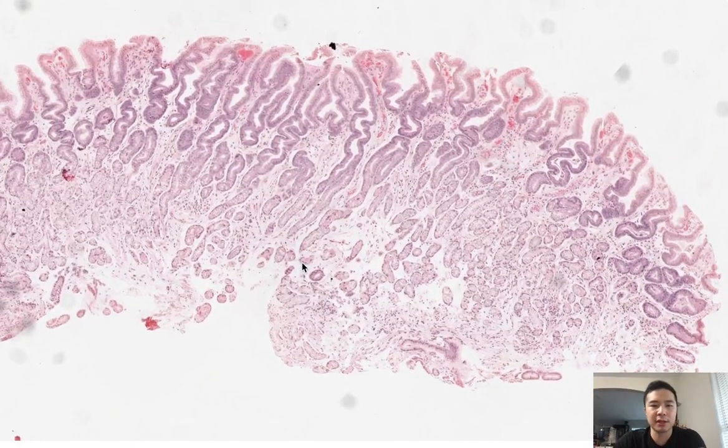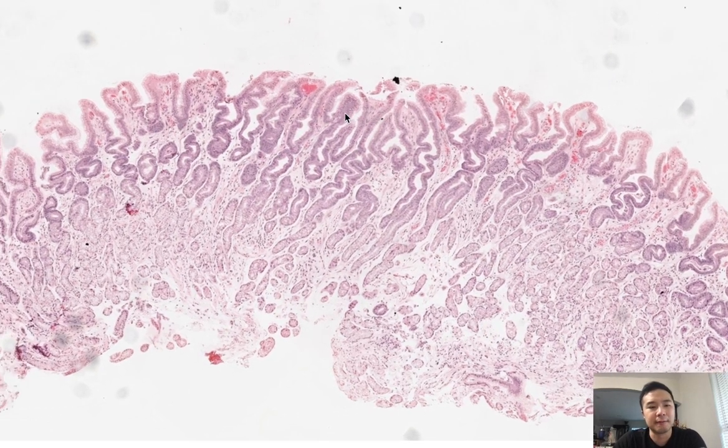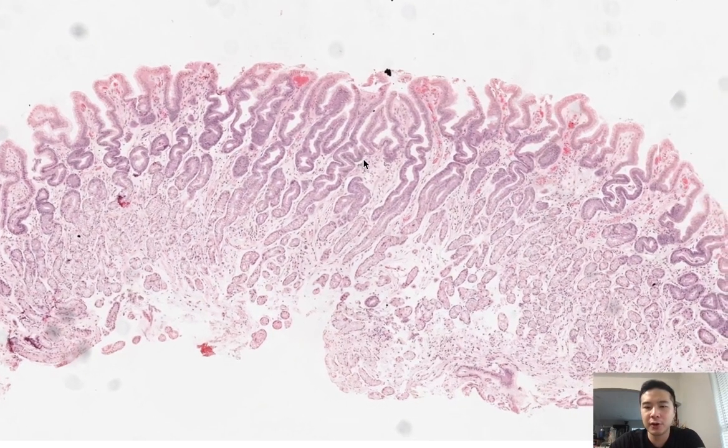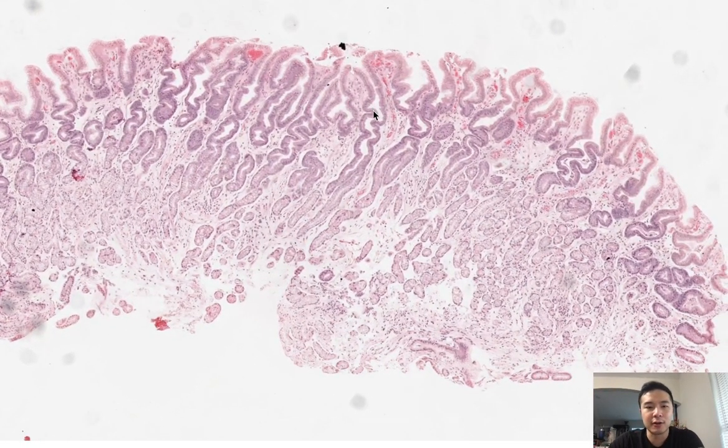Oftentimes, the cases you get, they're not picture perfect like this. So there are cases that are like tweeners that look like reactive gastropathy and don't. In that case, I use the clinical context, any clinical history, to help guide me as well. But if it's a borderline case and the history is not good for it, then I won't mention it. You also want to look for any signs of H. pylori, intestinal metaplasia, any dysplasia as well.